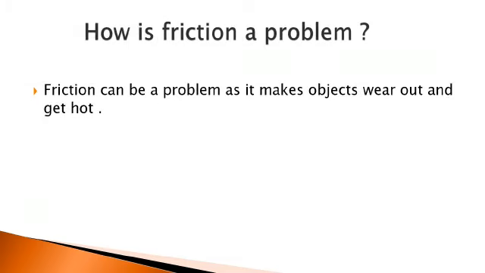And sometimes friction makes problems, right? So how is friction a problem? Friction can be a problem as it makes objects wear out and get hot. Sometimes the object wears out and gets hot, then the object becomes damaged.